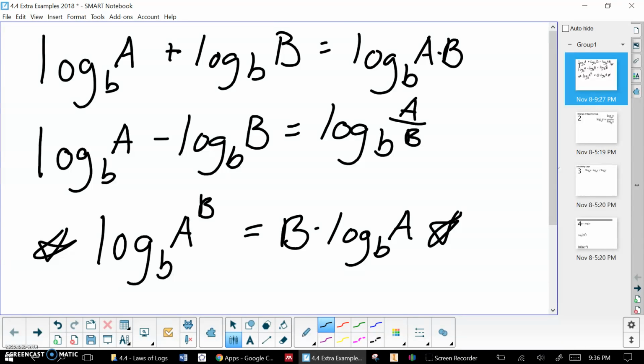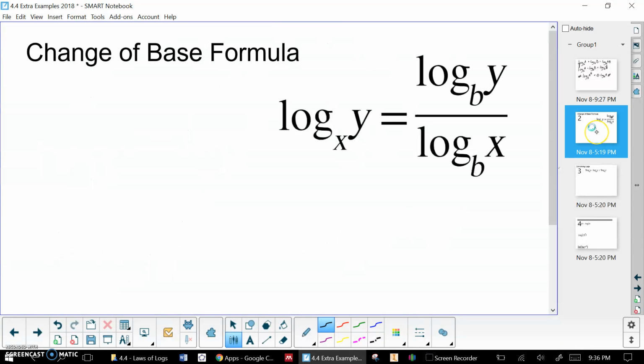So the first thing I want to talk about that wasn't mentioned in that first video was the change of base formula. And the first thing I want to do is just show you where this thing comes from. This one's a pretty easy one to show. And then we'll use an example here of why we might want to use that. But just know that when we're actually solving logarithms, usually we won't use this.